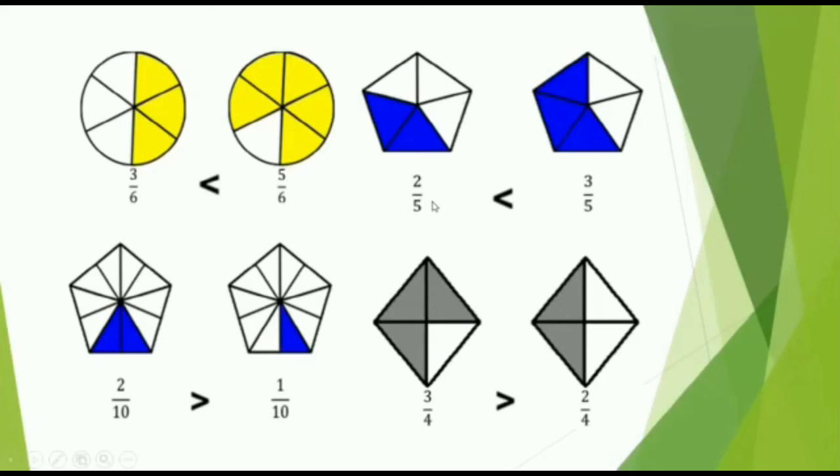Come to the next fraction, 2 by 5 and 3 by 5. So 2 by 5 is less than 3 by 5. Third fraction, 2 by 10, 1 by 10. So 2 by 10 is greater than 1 by 10. 3 by 4, 2 by 4. So 3 is the greater number and 2 is the smaller number. So 3 by 4 is the greater fraction. So 3 by 4 is greater than 2 by 4.